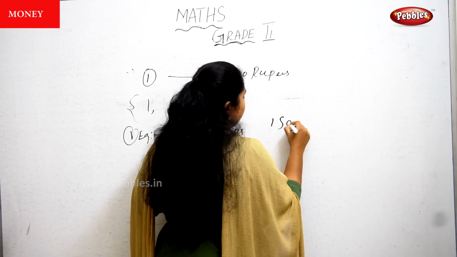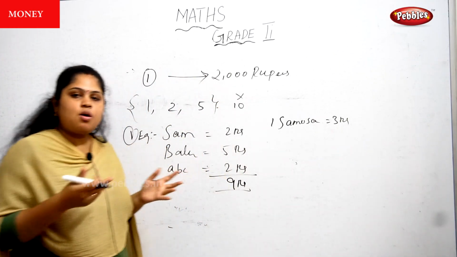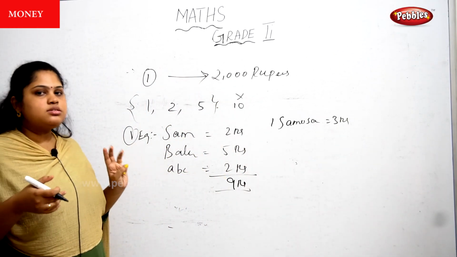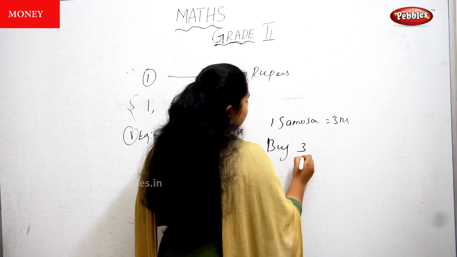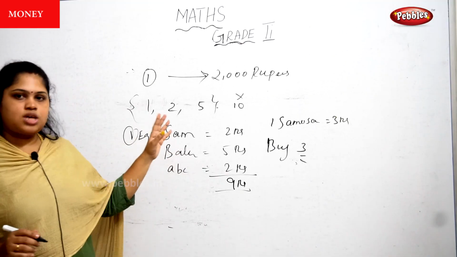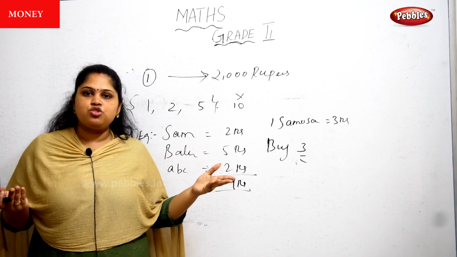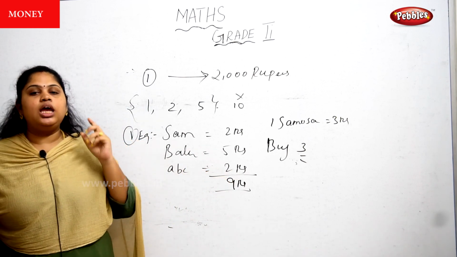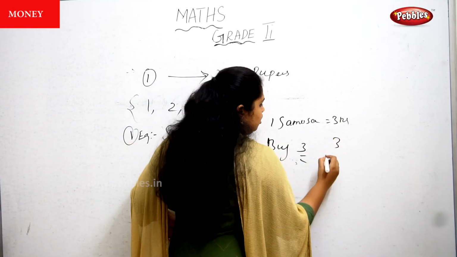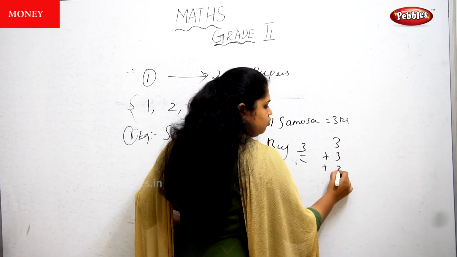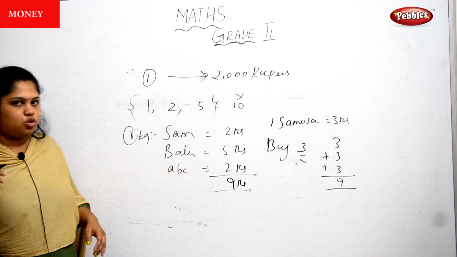For example, 1 samosa costs 3 rupees. So how many samosas are you going to buy? 3 samosas you are going to buy. If 1 samosa is equal to 3 rupees, then 3 samosas is equal to how many rupees? So you want to calculate the 3, 3 times: 3 plus 1 samosa and another 1 samosa and another 1 samosa. It costs 9 rupees, totally 9 rupees.